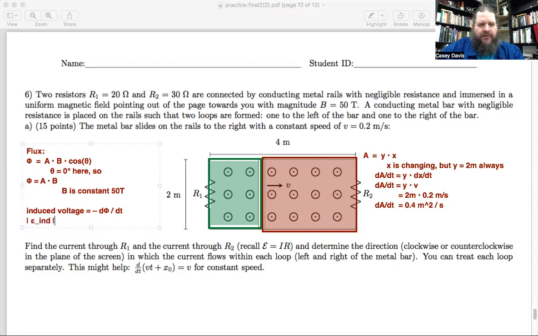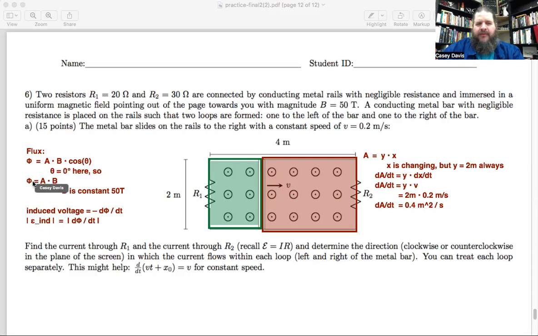So the induced voltage is going to be just d flux dt. That is the amount of voltage. I guess that should be an absolute value also. So the amount of voltage we get is just the absolute value of rate of change in flux.